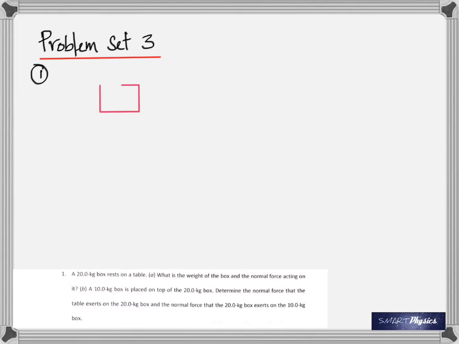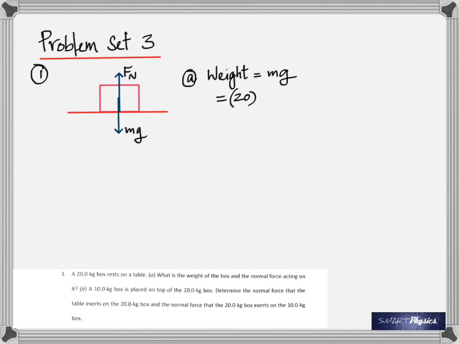The weight of the box is, that's the box. The weight of the box is mg, and the normal reaction is Fn, right? Weight is always the force of gravity. So it's mass times acceleration due to gravity. You get 20 times 9.8, which is 196 newtons.